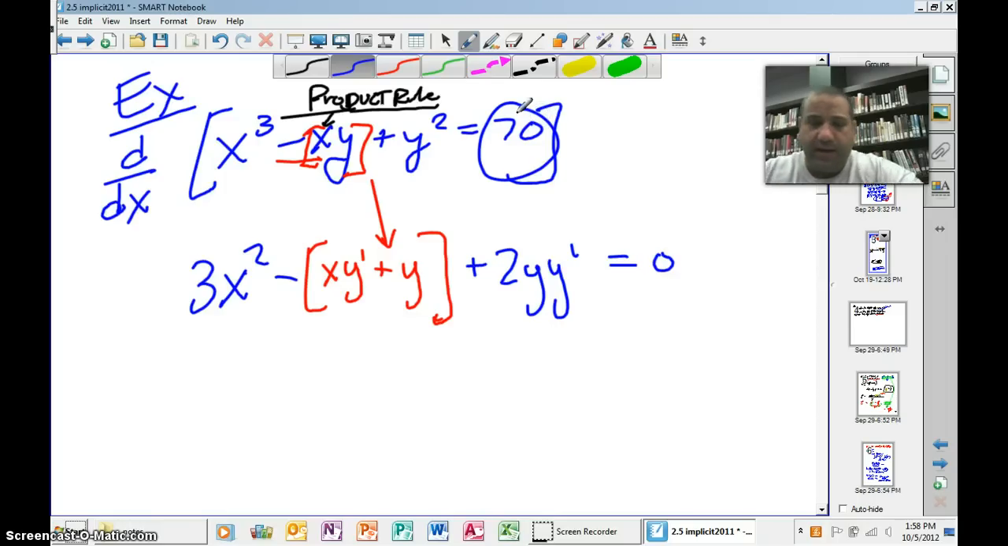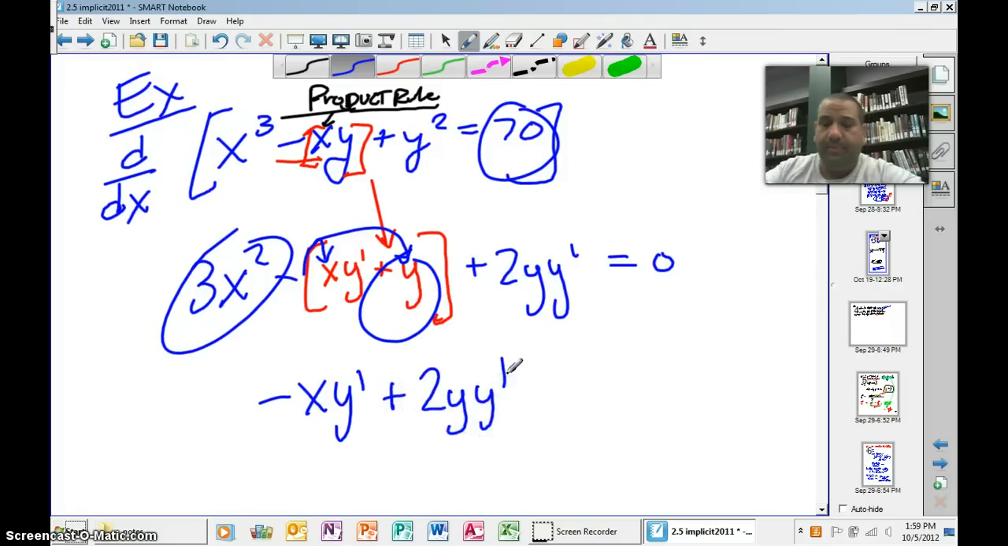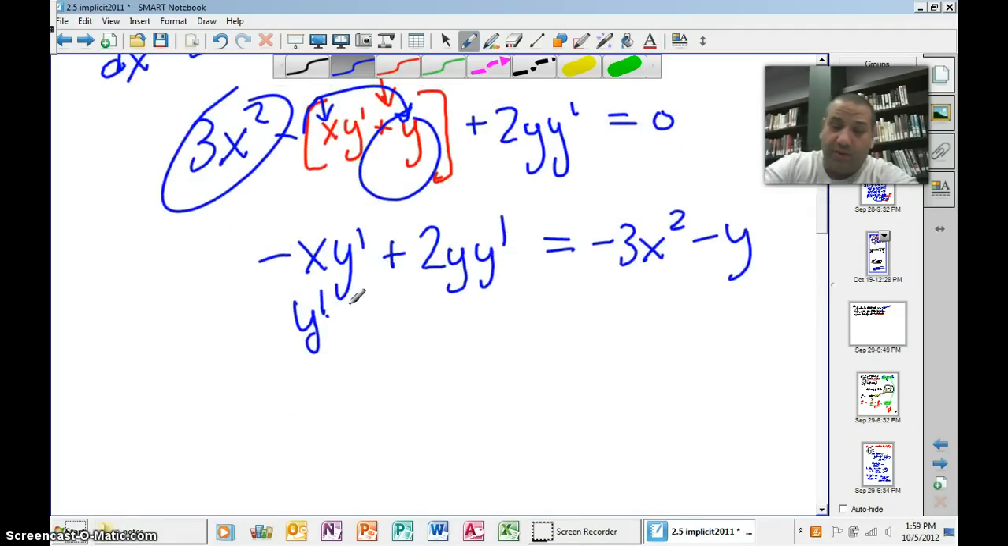How am I doing? So now, get all the y primes on one side and get the others on the other side. So this guy's moving, and this guy, remember to distribute the negative. This guy will move, and that's it. So I'll have negative x y prime plus 2y y prime equals, move that 3x squared over there, and then move that minus y. So distribute the negative and move it over. Factor out the y prime. Yes, even you can do this. Negative x plus 2y equals this thing. Every step by step.